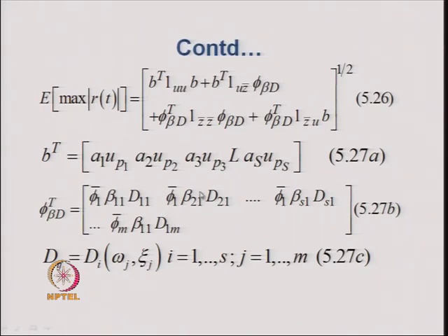Similarly, beta 21 is the mode participation factor coming to the first mode from the second support, and D21 is the displacement response spectrum ordinate for the first mode time period coming from support excitation 2. So that way these terms can be easily explained and understood.